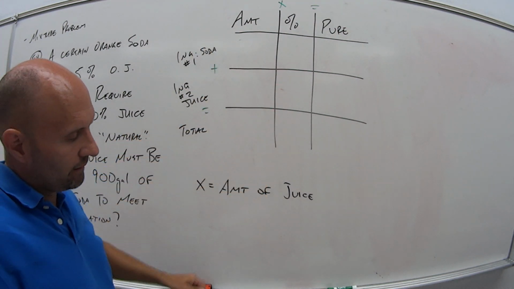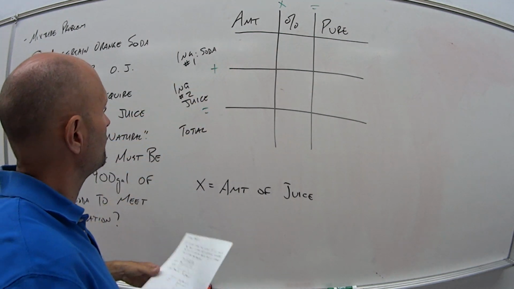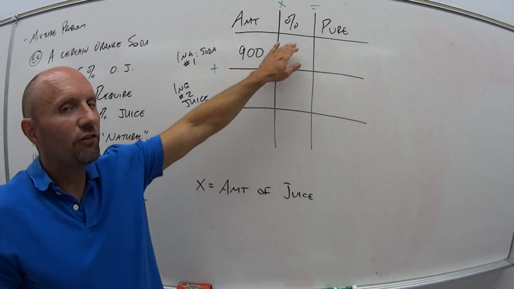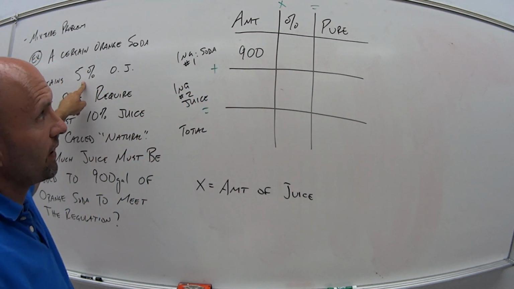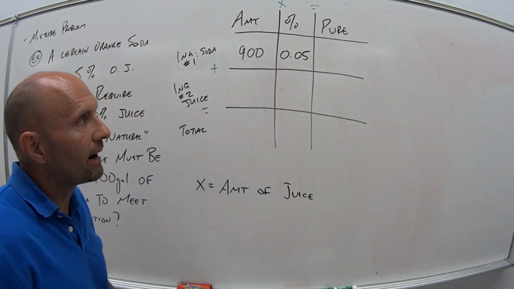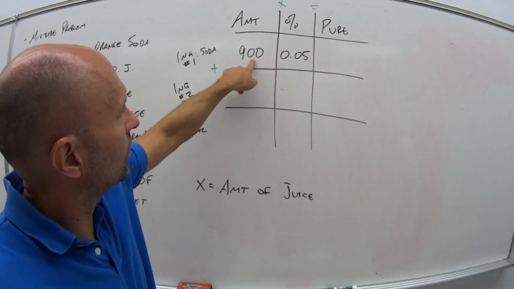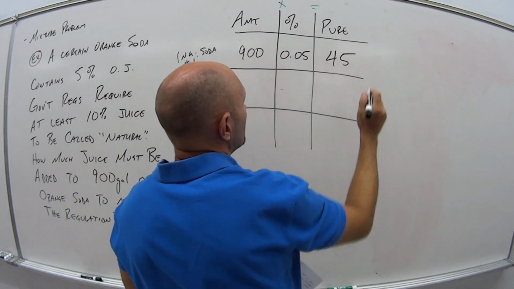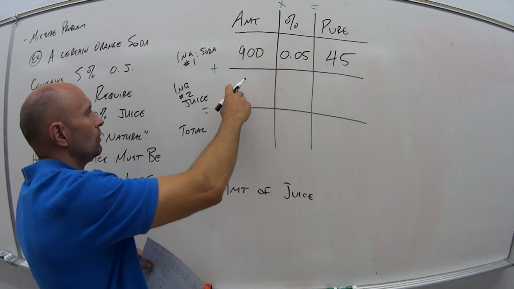So let's start filling this guy in. So how much soda do we have to start? Well, we have 900 gallons. And what percent of the 900 gallons is juice? Well, it's 5%. 5% as a decimal is 0.05. So now multiplying across 900 times 0.05, if you put that on your calculator, you're going to end up with 45. Row 2.